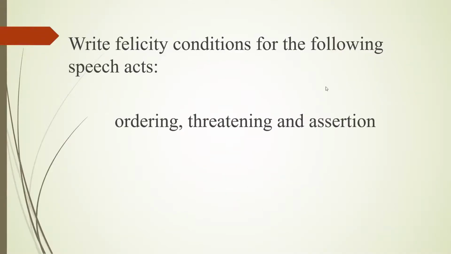Right. So write felicity conditions for the following speech acts. Just think about the kinds of felicity conditions that should be met for these speech acts to be felicitous: ordering, threatening, and assertion. Assertion is making a statement, conveying information. For example, if you say there's a snake in the backyard, you are making an assertion. There is a holiday next week, that's an assertion, conveying some information. Think about the felicity conditions that should be met for the following speech acts to be felicitous. Spend some time figuring that out.